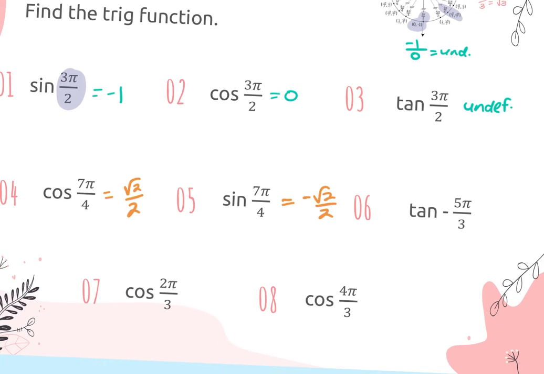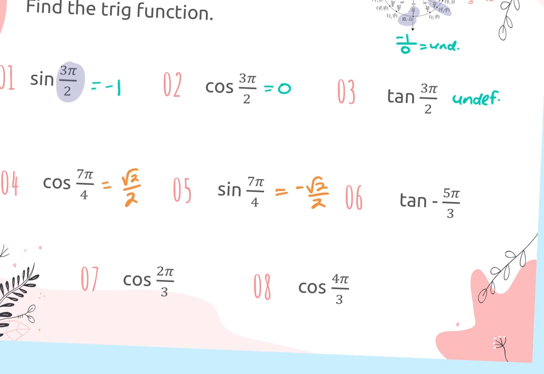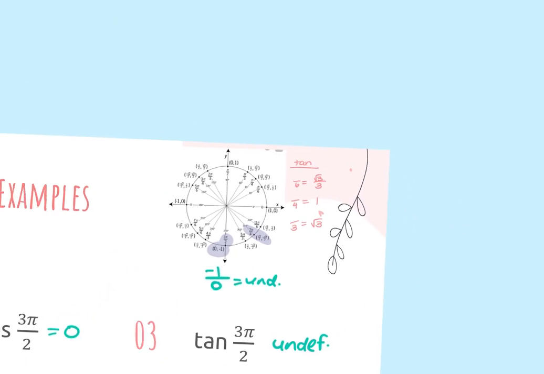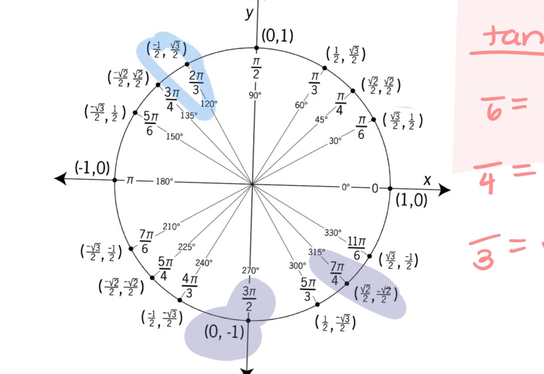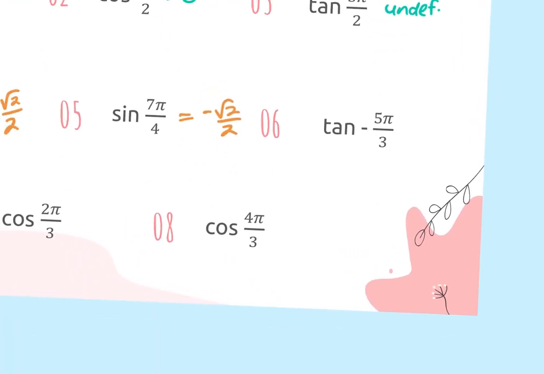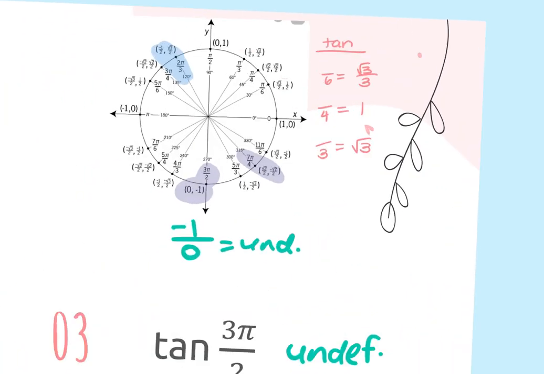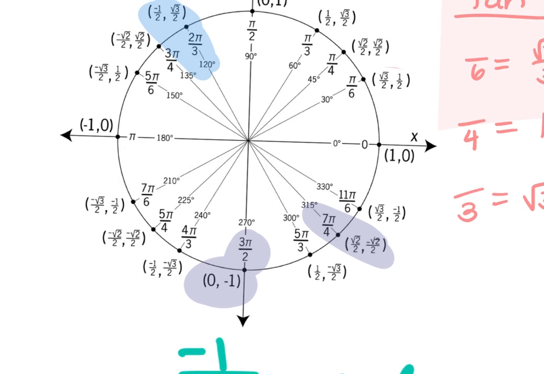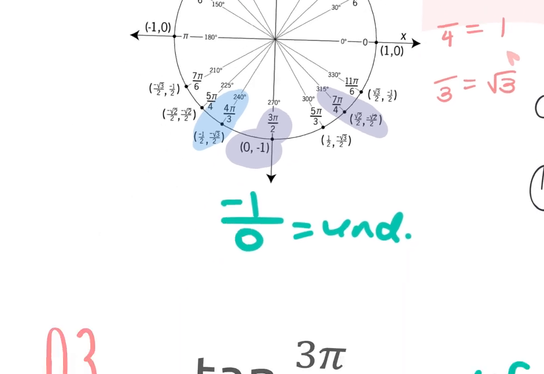I'm going to go back to 6 in a minute. I'm going to keep going here. Go to cosine at 2 pi over 3. So I go to 2 pi over 3. And the cosine there would be -1/2. And cosine at 4 pi over 3. Now I'm in the third quadrant. 4 pi over 3. Cosine there is -1/2.